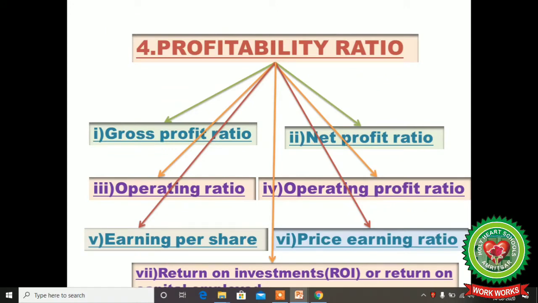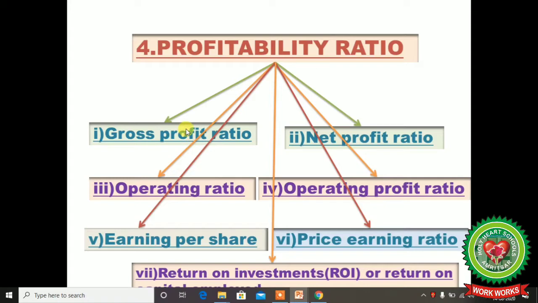Now the profitability ratios. Under profitability ratio, how many ratios? 1, 2, 3, 4, 5, 6, 7 ratios. Number 1, gross profit ratio. Number 2, net profit ratio.